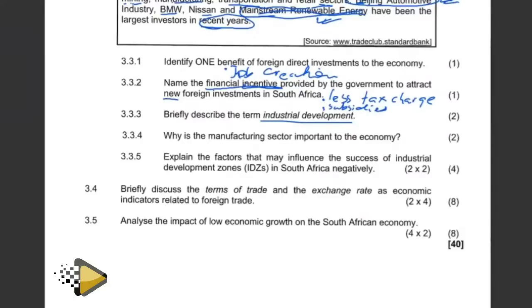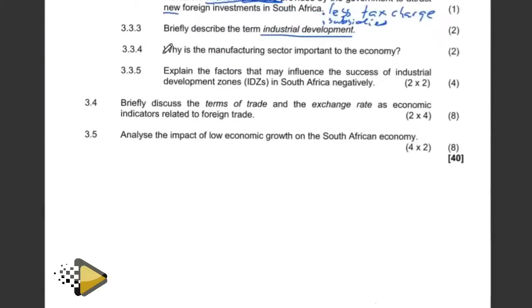Okay, right. So now the next question we have is 3.4. It reads as follows: why is the manufacturing sector important to the economy? The manufacturing sector is important because that's the sector where goods and services are processed. That's the secondary sector. As I said earlier, there's a belief that this sector has a large contribution to the creation of employment in the South African economy. So, why is the manufacturing sector important to the economy?